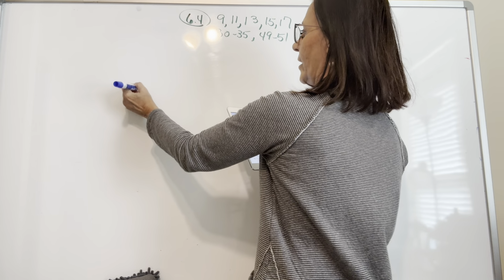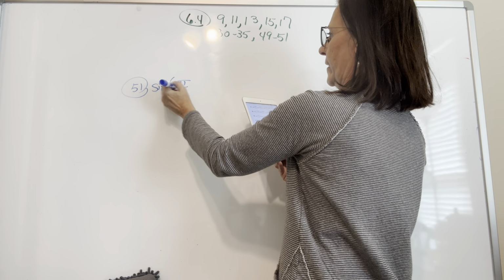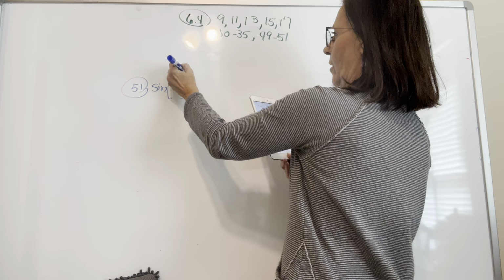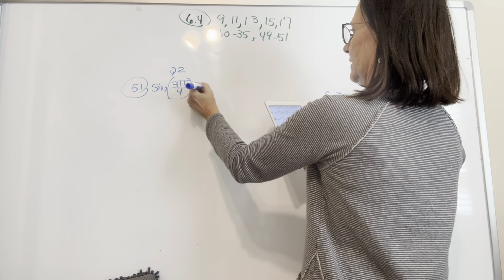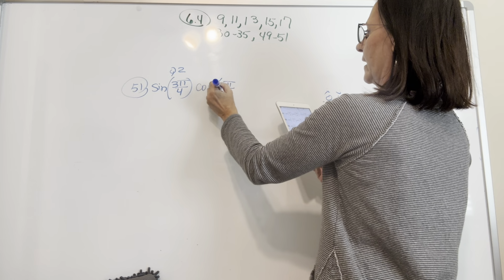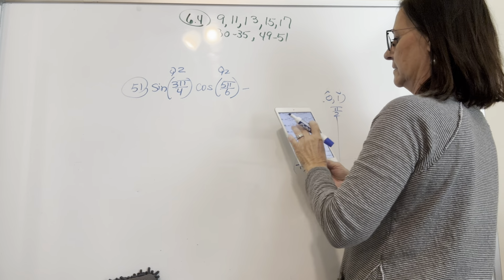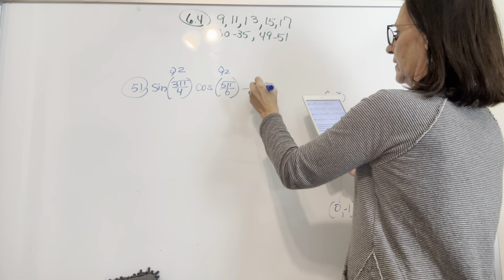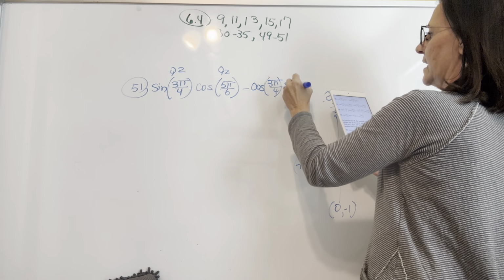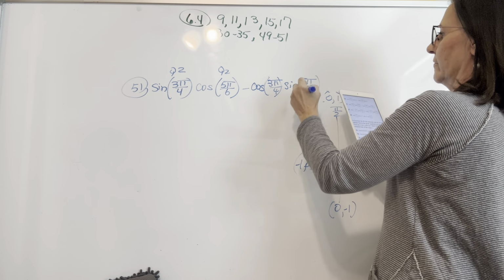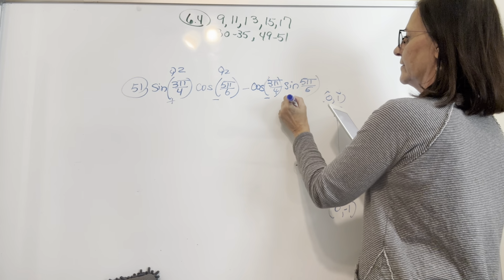51, last problem, is sine 3 pi over 4. That's quadrant 2. Times the cosine of 5 pi over 6. That's also quadrant 2, minus cosine 3 pi over 4 times the sine of 5 pi over 6. So this one's going to be positive, negative, negative, positive.